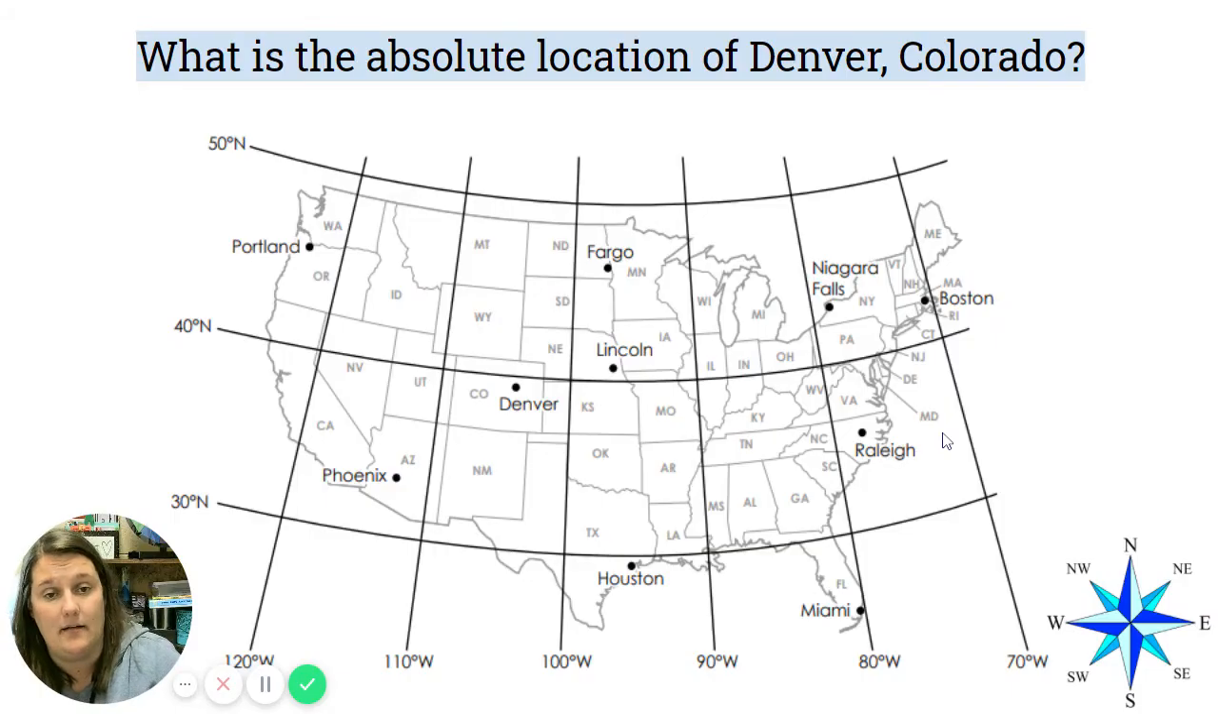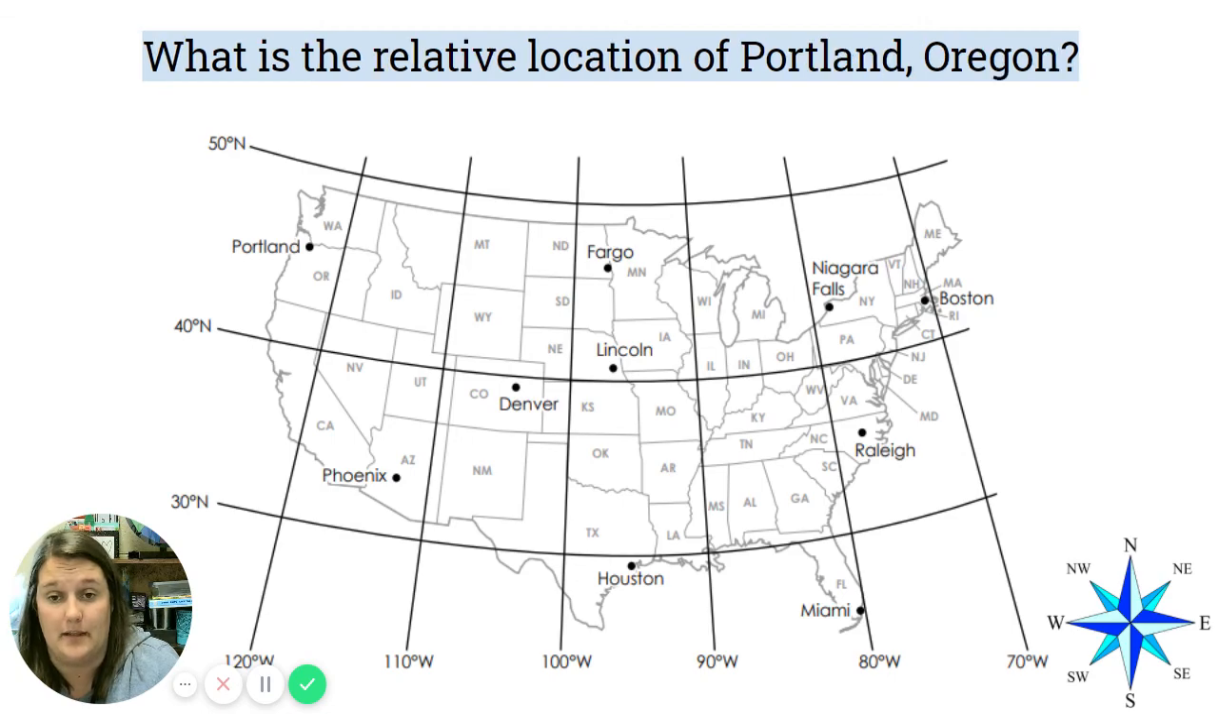So let's go ahead and practice. All right. So what is the absolute location of Denver, Colorado? I'll give you a couple seconds to figure out that latitude and longitude, because remember, absolute, that is exactly where it is using coordinates or an address. So let's figure out the latitude and longitude of Denver, Colorado. Pause the video if you need more time. But if you answered 39 degrees north and 104 degrees west or anything around that, you would be correct. So good job. Remember, absolute location means latitude or longitude.